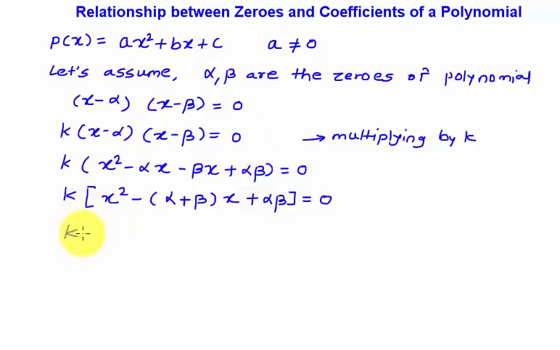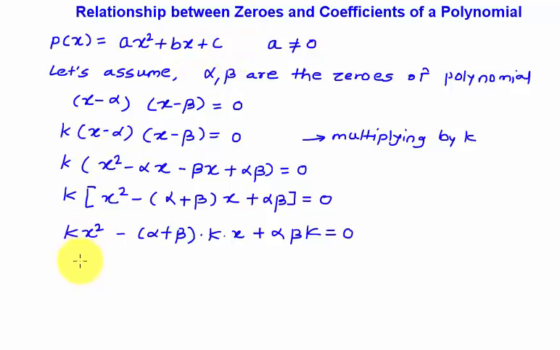Now let's multiply by k. So k into x square will be kx square, minus alpha plus beta into the constant k into x, plus alpha beta k, that must be 0. Now at the end of this step we got one quadratic polynomial. Now this quadratic polynomial is nothing but the original polynomial x square plus bx plus c.